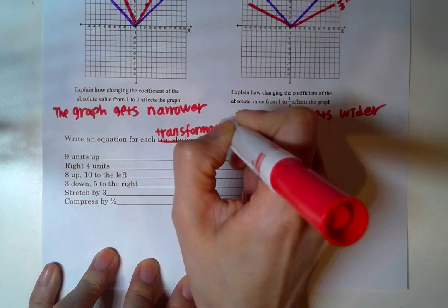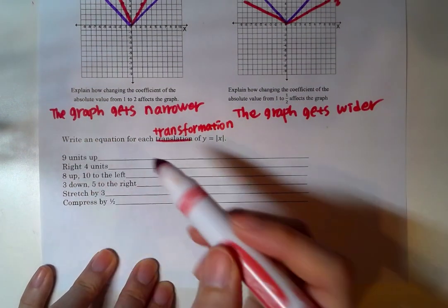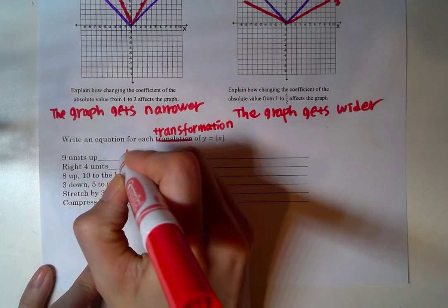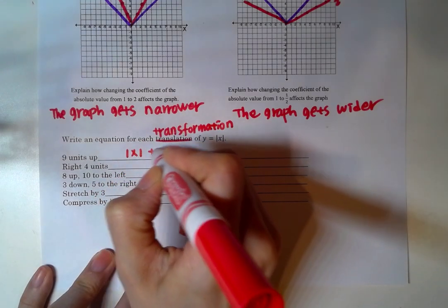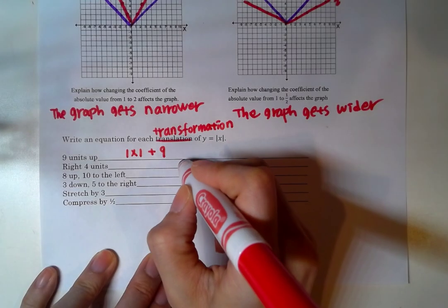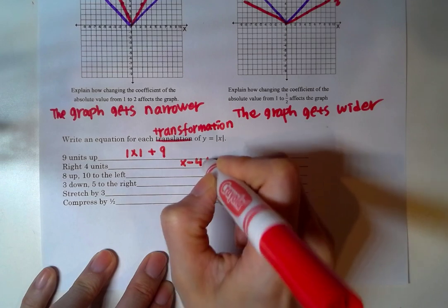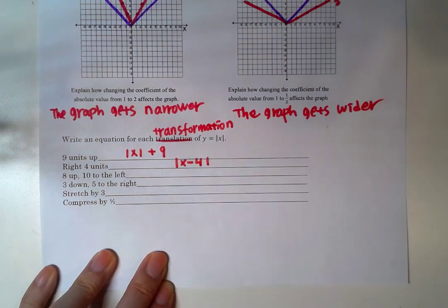Transformation. Okay, so 9 units up. So we know this: absolute value of x plus 9. Write 4. Then that's what?